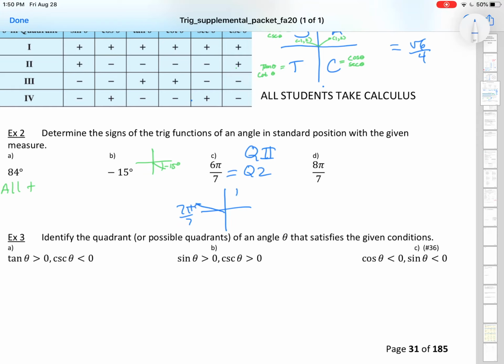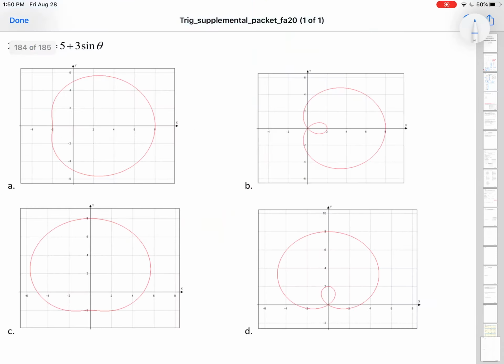So who's positive in there? All students. So sine's positive, cosine's negative, tangent's negative, cosecant is positive, secant is negative, cotangent is negative. And you're finished. Where's 8 pi over 7?